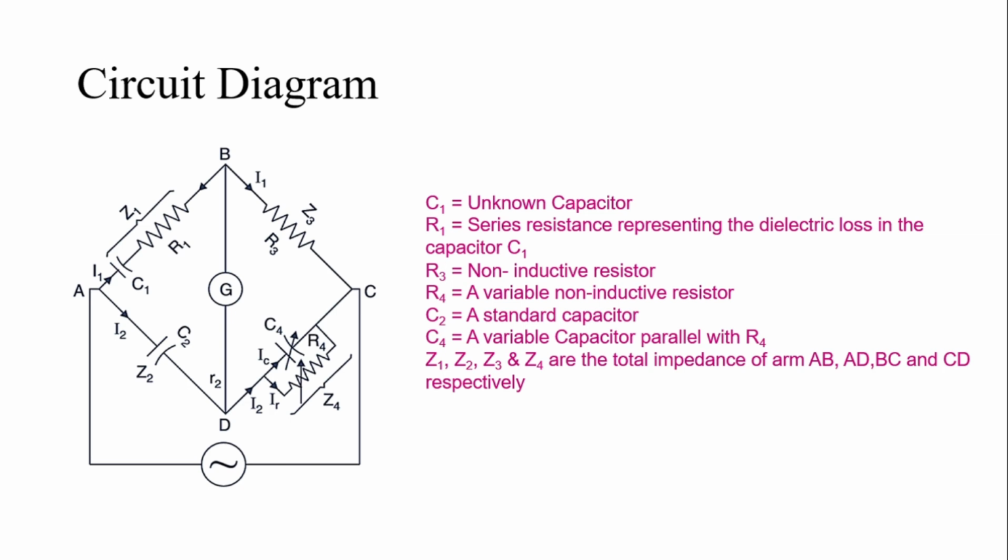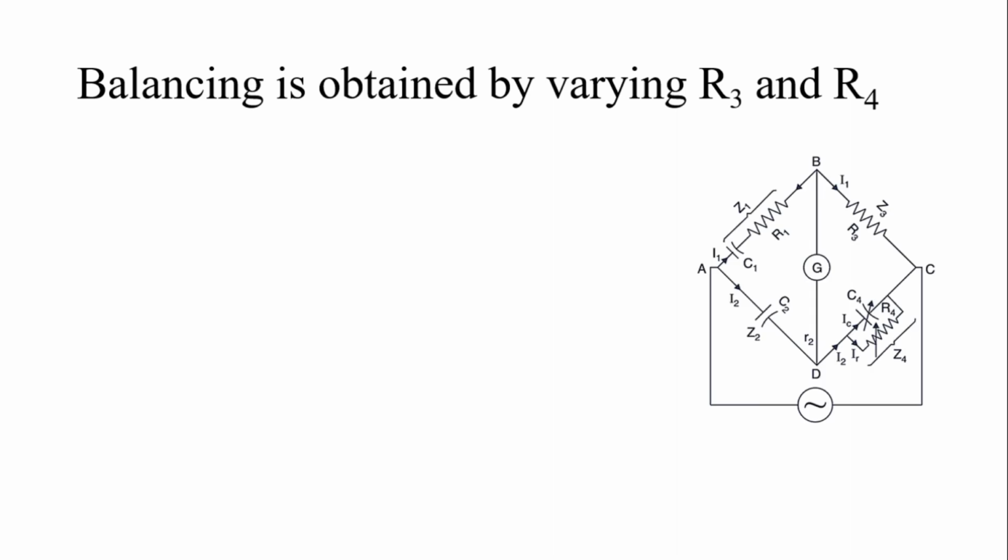So we can see that in each arm there is a total impedance represented as Z1, Z2, Z3, Z4 for arms AB, AD, BC, and CD respectively. As mentioned before, the Schering bridge works on the principle of balancing the load in the arms. Balancing is obtained by varying R3 and R4. Based on the circuit diagram, we can obtain the balancing condition as Z1 times Z4 is equal to Z2 times Z3. When the product of Z1 and Z4 is equal to the product of Z2 and Z3, our Schering bridge is balanced.